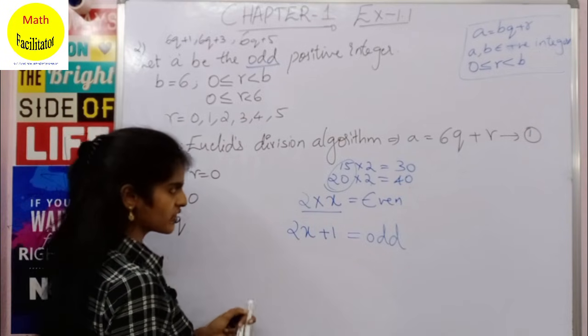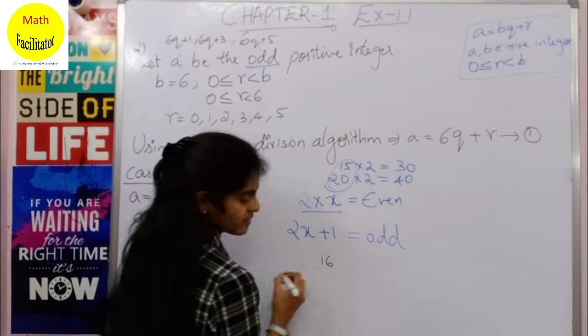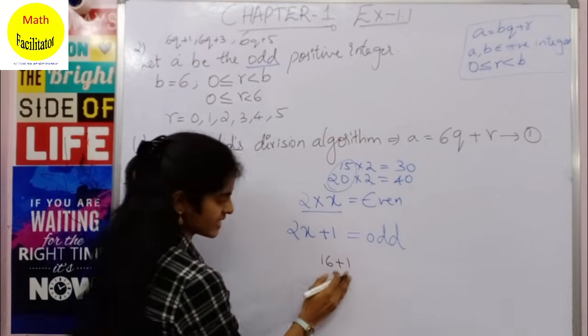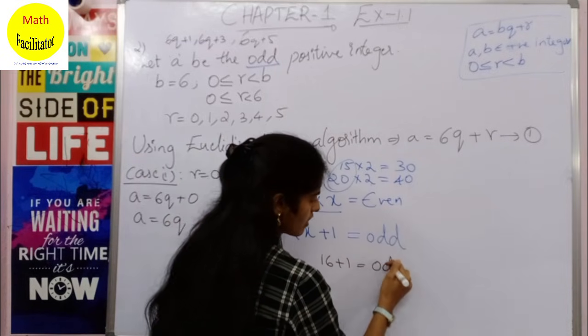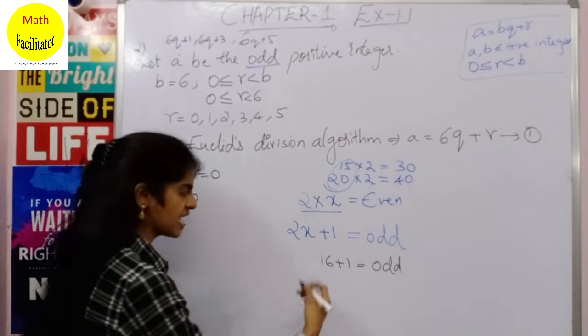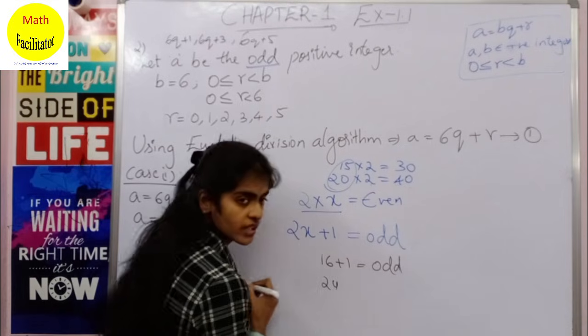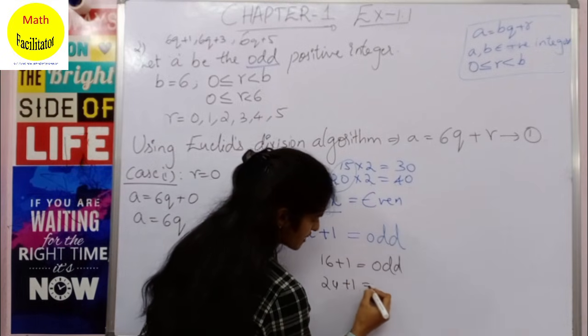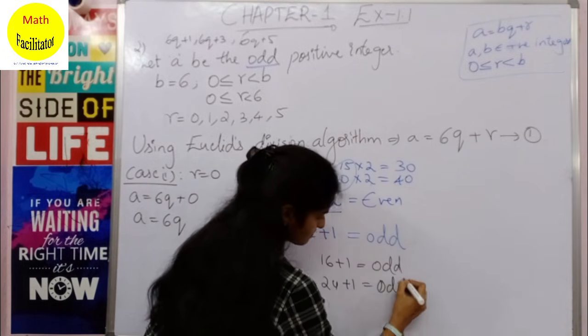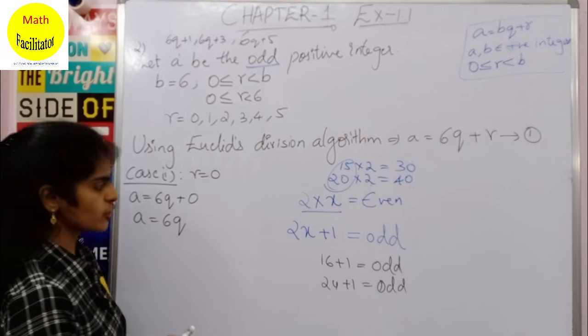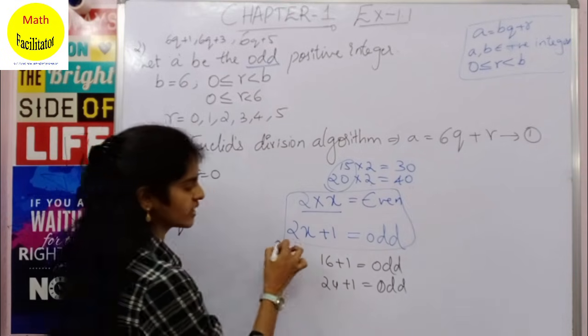Understood? So suppose I take a number 16. Now 16 is even, but 16 plus 1 will be odd. If I take another even number, 24, now 24 is even, but 24 plus 1 will be odd. Are you getting it? So using these two things, now we shall do the problem.